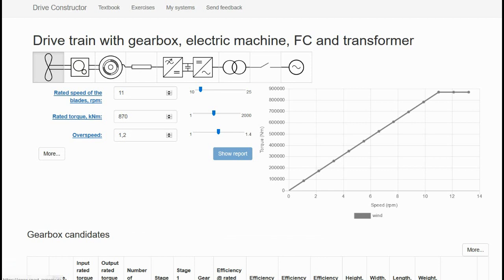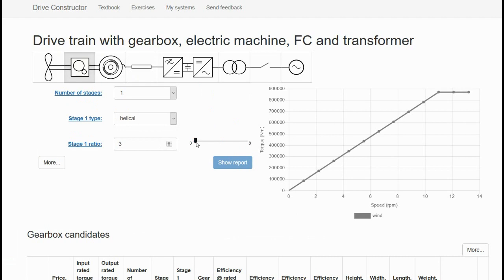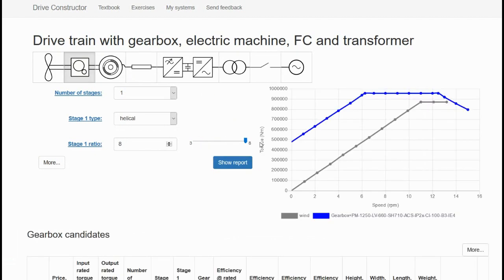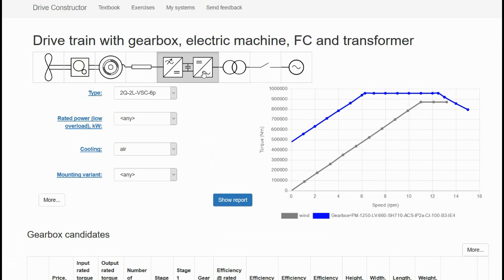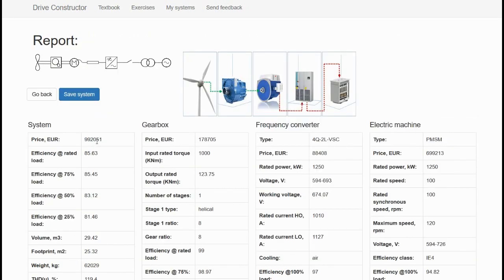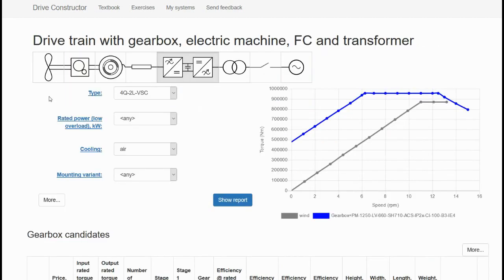So first we enter the turbine parameters, the rated speed and torque, as well as overspeed, and we can see the system cannot find a good solution for us. That's because the gear ratio was too low, just 3. As soon as we change it to 8, it gets in place. We also need to put in the right frequency converter type for the quadrant, and then almost immediately we find in the report the price of the system and the efficiencies at partial loads.